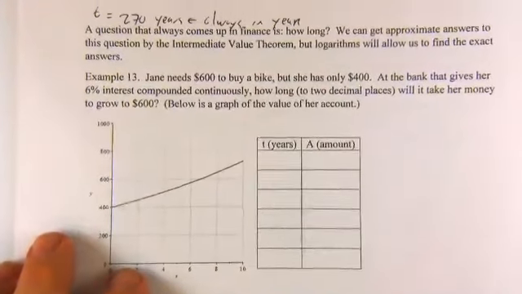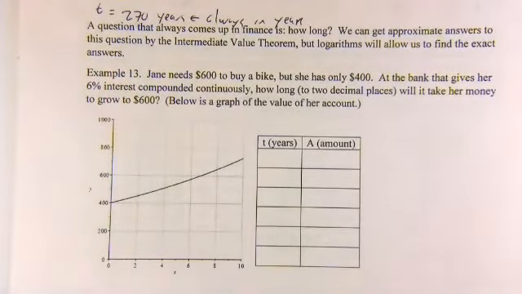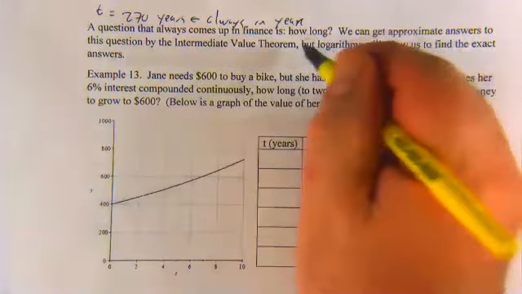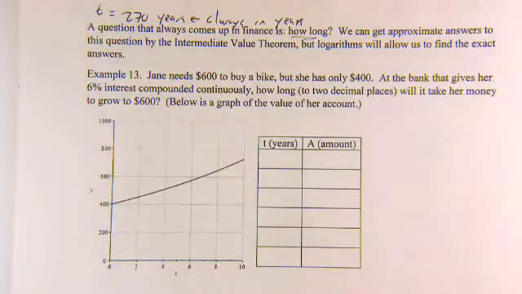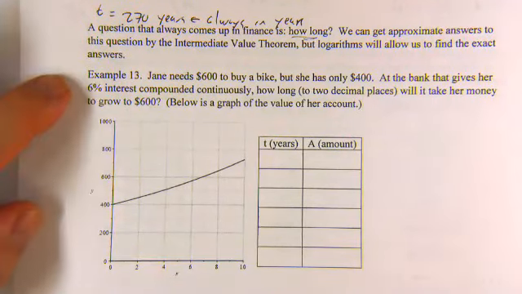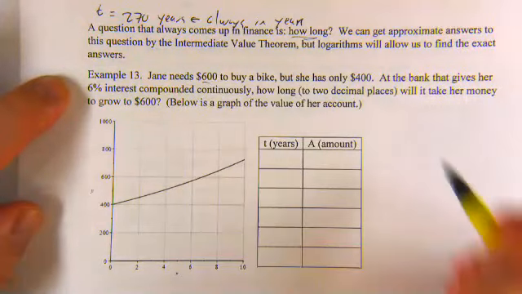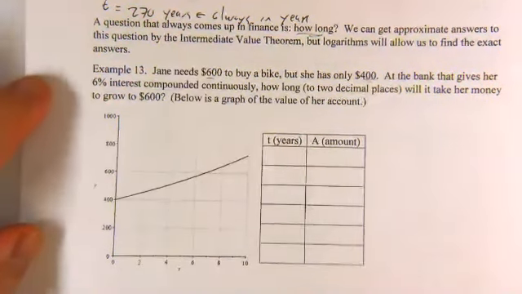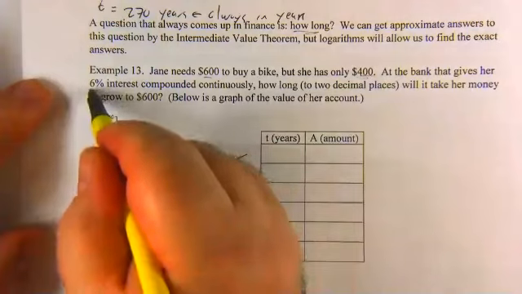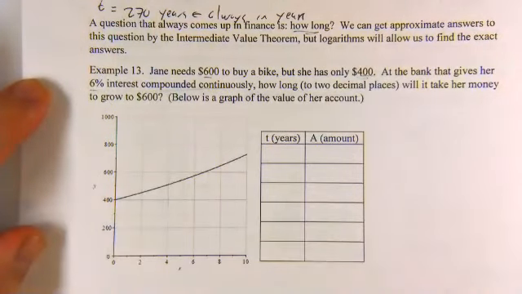Okay. Now, one of the questions that always comes up in dealing with finances is how long, right? We can use the intermediate value theorem to get approximate answers to this, and we saw the intermediate value theorem back in chapter 2. But logarithms allow us to find the exact answers. So suppose Jane needs $600 to buy a bike, but she only has $400. And she has a bank that gives her 6% interest compounded continuously. So how long, to 2 decimal places, will it take her money to grow to $600?